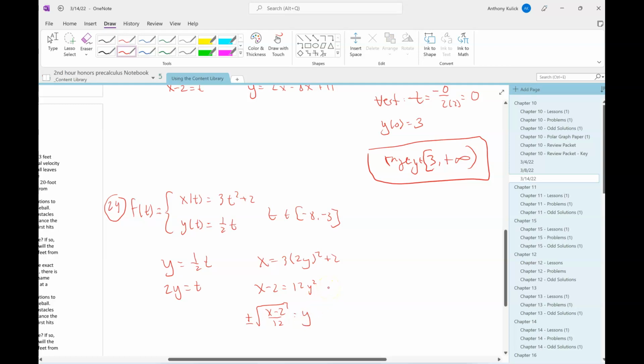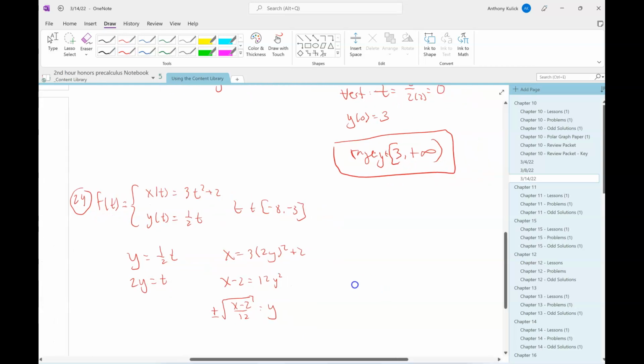And probably in the answer in the back of the book, they rationalize the denominator or whatever. I don't really need you to do that if that's fine.